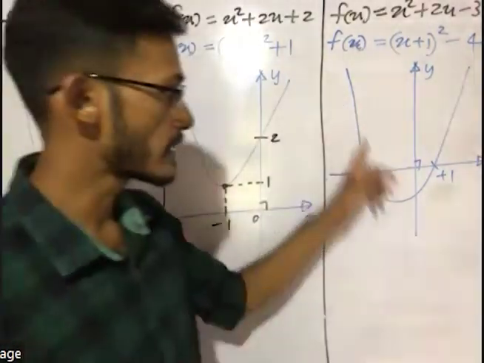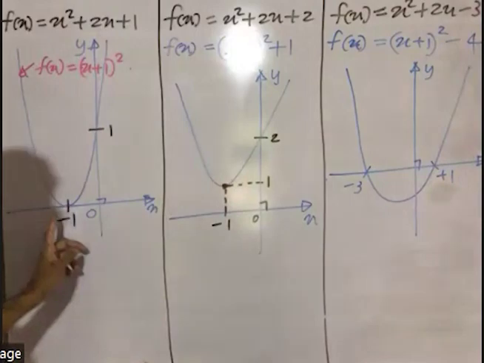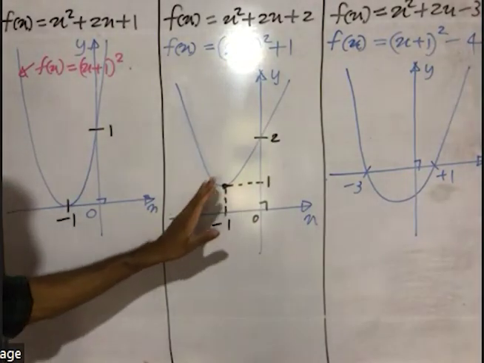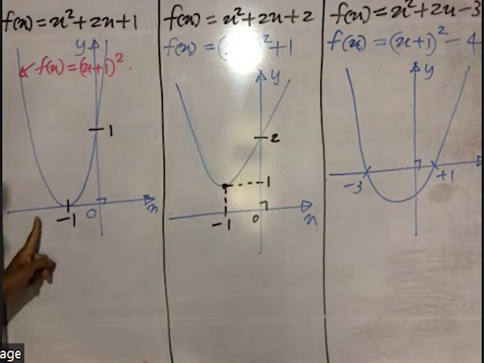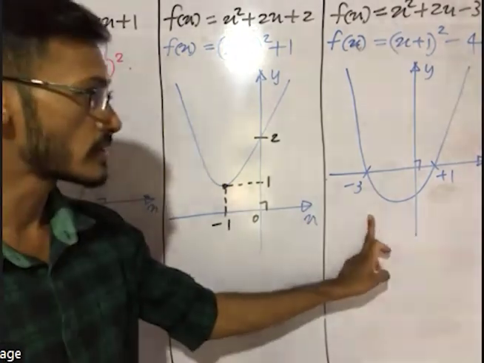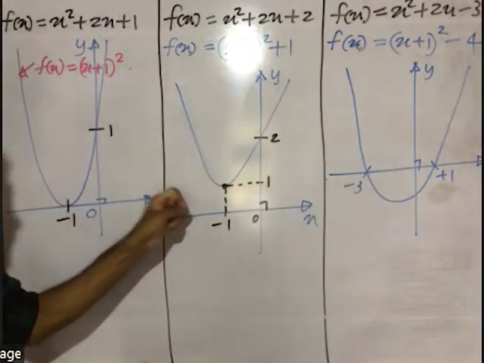The function will intersect the x-axis at 2 points. Here only in 1 point. In here there are no intersection points. Right. So that means here we have one solution, one root. Here we have two solutions, two roots, and here we have no solutions.